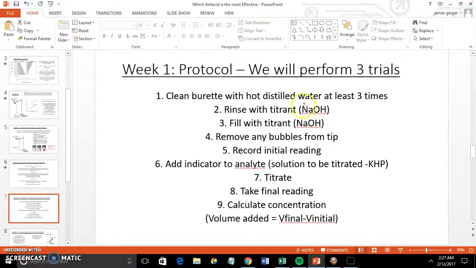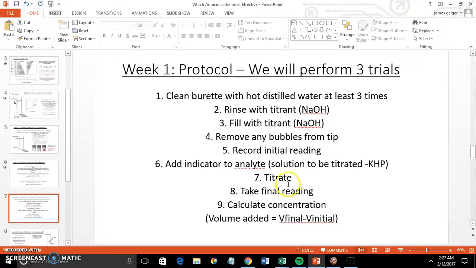We're going to rinse the burette with the titrant, the NaOH. We're going to fill it with the titrant to about the very top. Make sure we don't have any bubbles in the tip or in the tube. We're going to record our initial volume. We need to make sure we know that. We're going to add indicator to the analyte, which is our solution to be titrated, which is the KHP. And we're going to titrate.